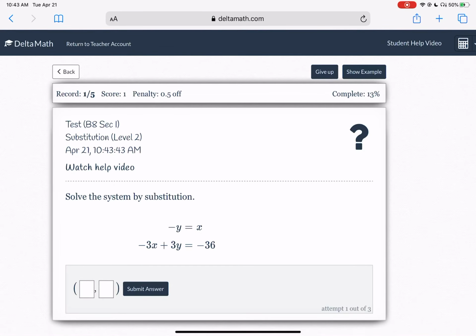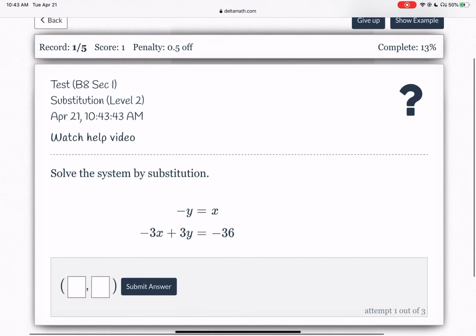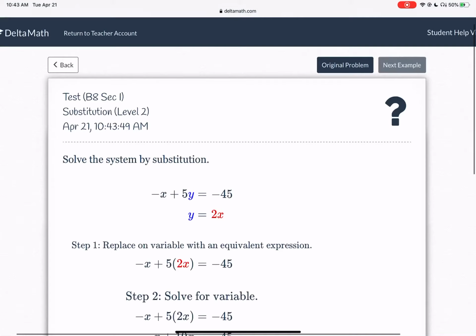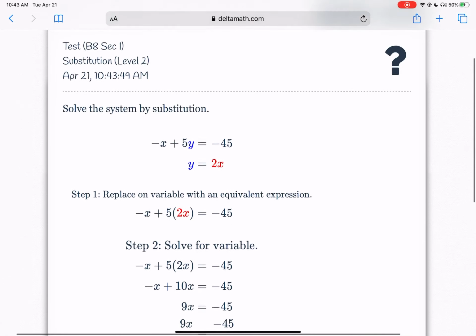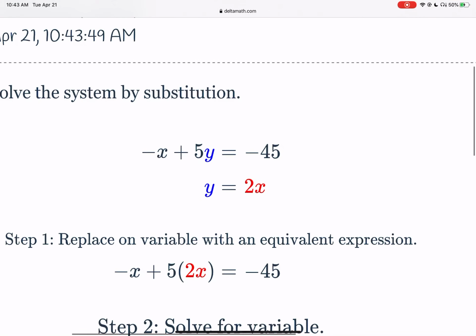Now in this case, x is solved for. So here are the example problems. In this example problem here, y is what's solved for, so you replace y with the x values instead of the other way around.